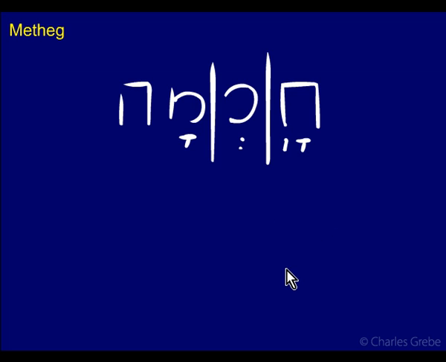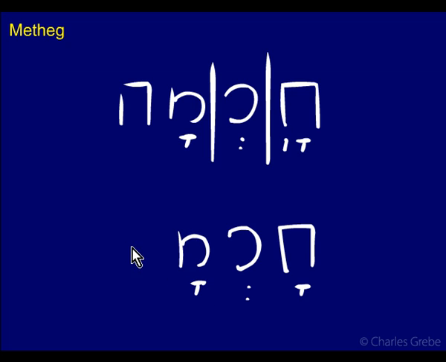Now, we have a very similar word. In fact, if we just write the same word without the metheg, it's a related but different word. Without the metheg, this is chochma. This means wisdom. This is she is wise. This is wisdom. We've got three syllables. We've got two syllables. The metheg ensures that you pronounce this with its full value. If you don't have it, then you pronounce it differently.